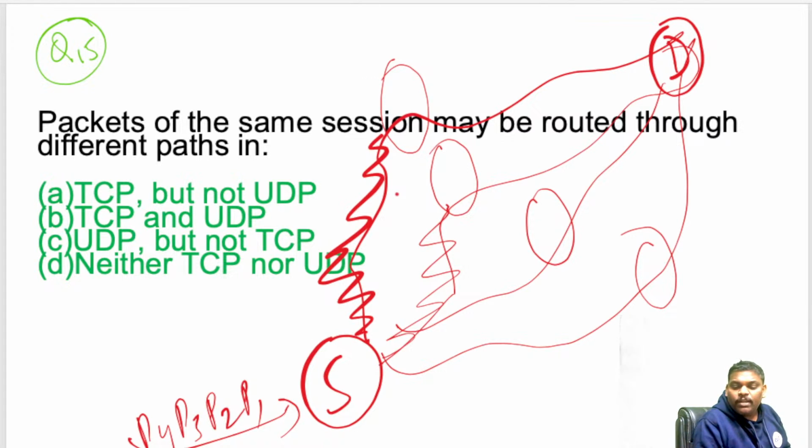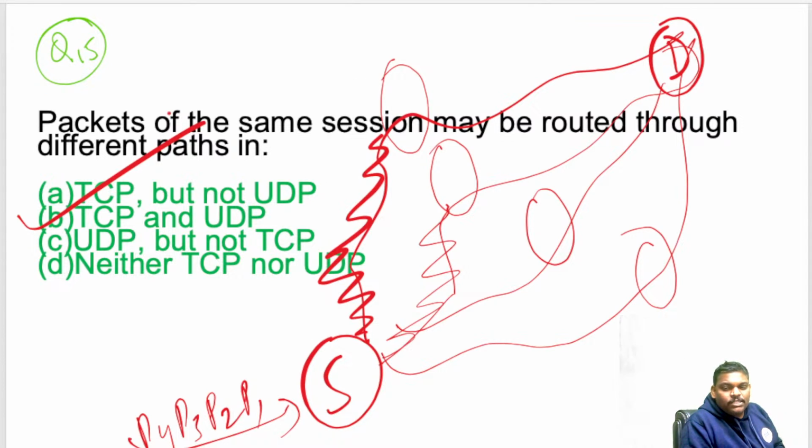So everyone remember, some people are misunderstanding. TCP is circuit switching, meaning connection oriented. Connection oriented doesn't mean that all will go on the same path. If traffic is less in the upper path, maybe all will go. If traffic is more, few packets will go upper, few below, few in the middle. So remember everyone, TCP and UDP both: packets of the same session may be routed through different paths, of course.